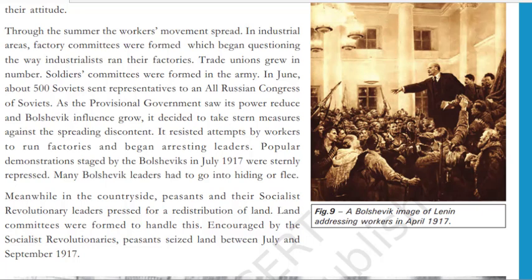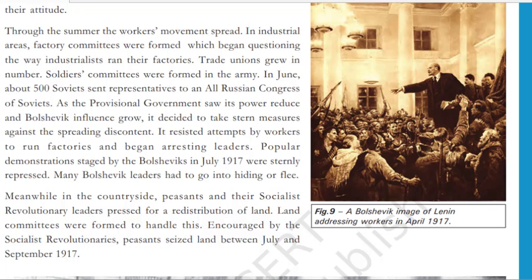As the provisional government saw its power reduce and Bolshevik influence grow, it decided to take stern measures against the spreading discontent. It resisted attempts by workers to run factories and began arresting leaders. Popular demonstrations staged by the Bolsheviks in July 1917 were sternly repressed. Many Bolshevik leaders had to go into hiding or flee.